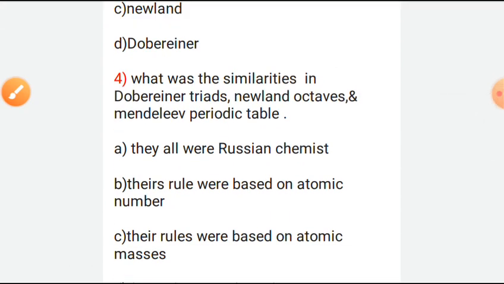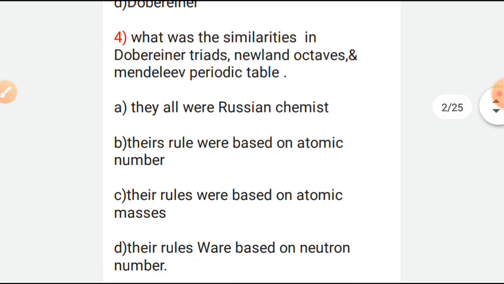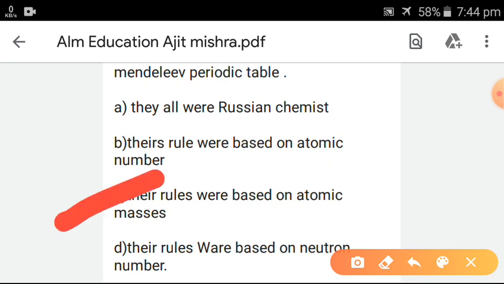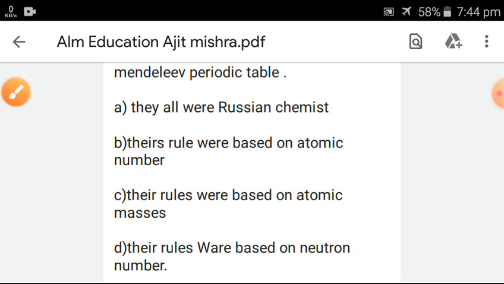What was the similarity in Dobereiner's triads, Newlands' Octaves and Mendeleev's periodic table? What is the similarity? Option A, they were all Russian chemists. Option B, their rules were based on atomic number. Option C, their rules were based on atomic masses. Or option D, their rules were based on neutron number. Choose the correct answer. The answer will be option C. Their rules were based on atomic masses.